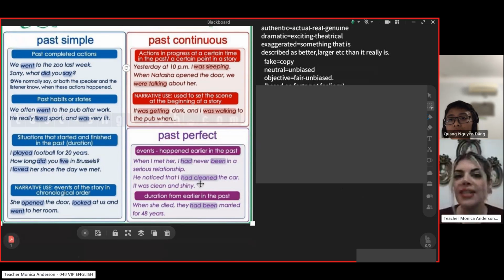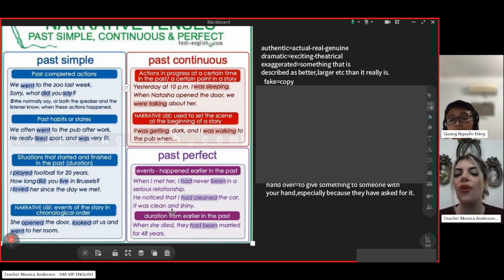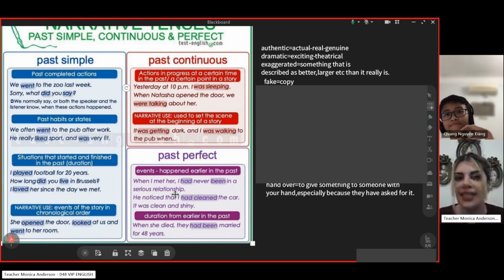Now the last part, that is past perfect. Of course, you need to use past perfect, but how and where? The first thing is when something happened before another thing in the past. For example, when I opened the door, opened, this is past simple, my grandma had slept. Before I opened the door, she had slept. So I need to use past perfect when something happened earlier in the past, earlier than the past simple.